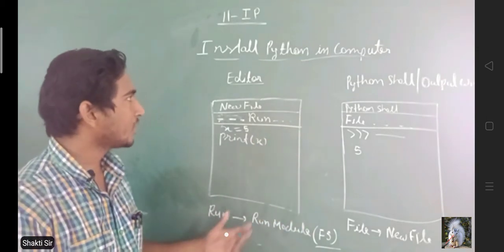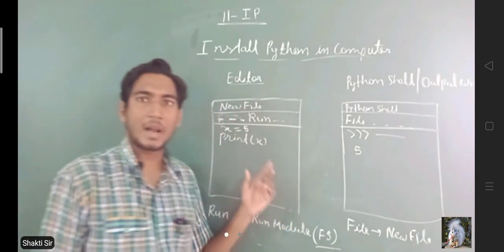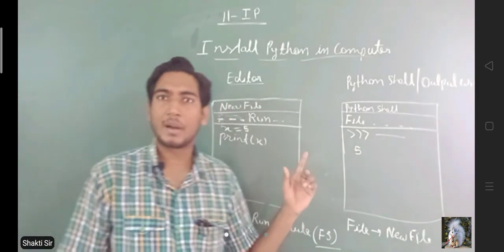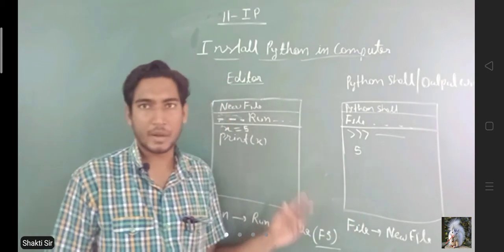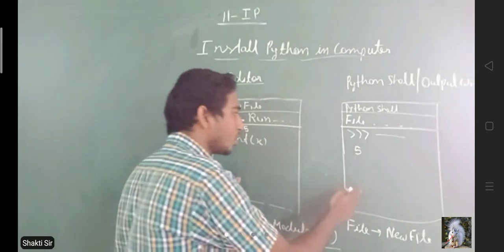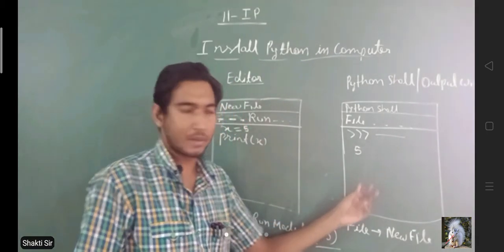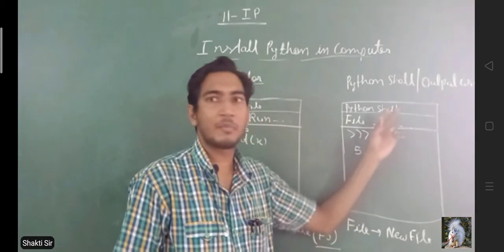Another option is that you go to python.org and download the software Python IDLE. IDLE means Integrated Development and Learning Environment, and you install that software. When you install that software and open it, there might be two windows, or there might be one window. This window will always appear. This is known as the Python shell window, basically the output window.